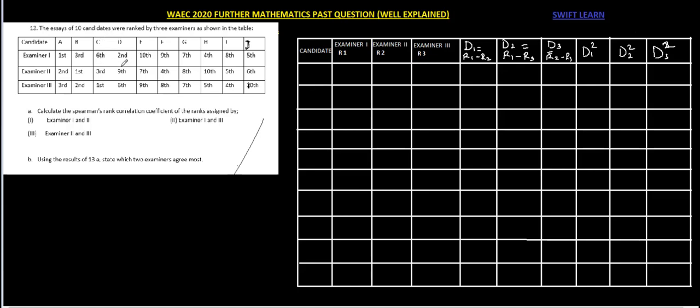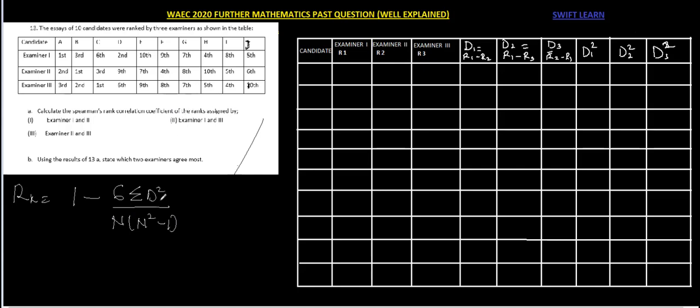So this is a rank correlation question, and if you are familiar with rank correlation, the formula is 1 minus 6 multiplied by the summation of D squared, divided by n bracket n squared minus 1. This is the formula I'll be working with.